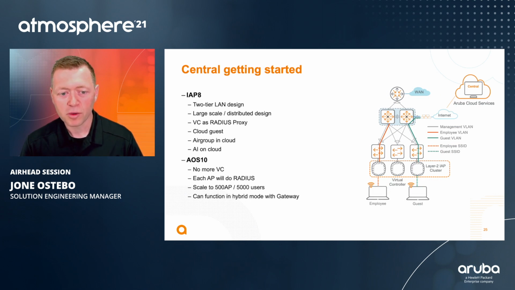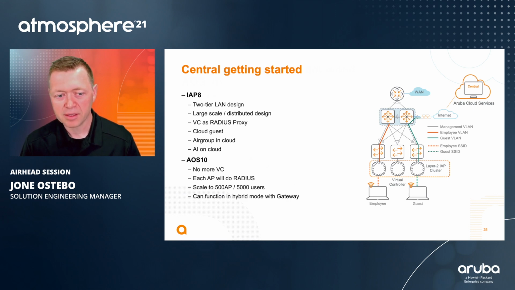So where are we starting with Central and Cloud? Central and Cloud can support both AOS 8 and AOS 10. So let's start with the basic solution with AOS version 8. Like I mentioned, we have our Instant access point running with AOS version 8, and that has to be a two-tier LAN design. Your VLANs have to be available on your switches.